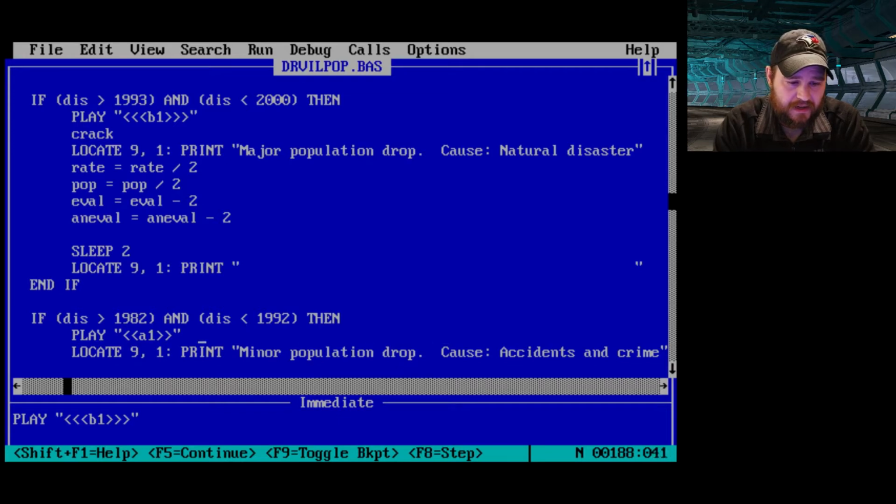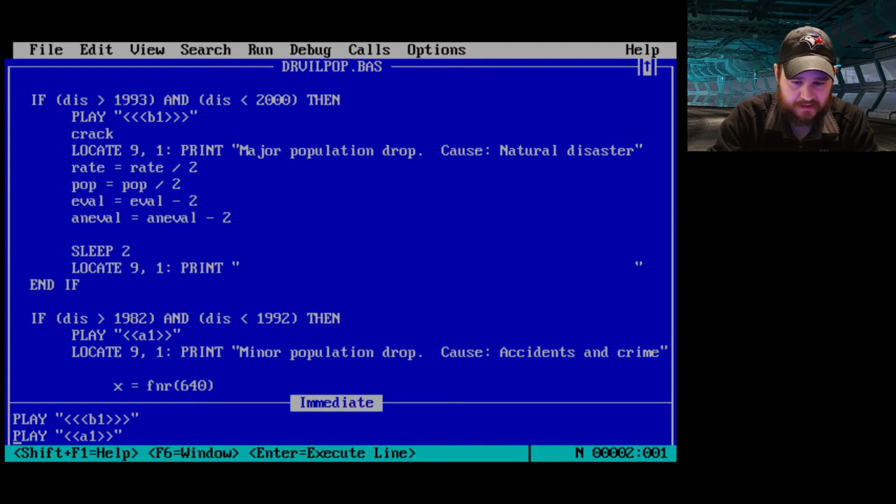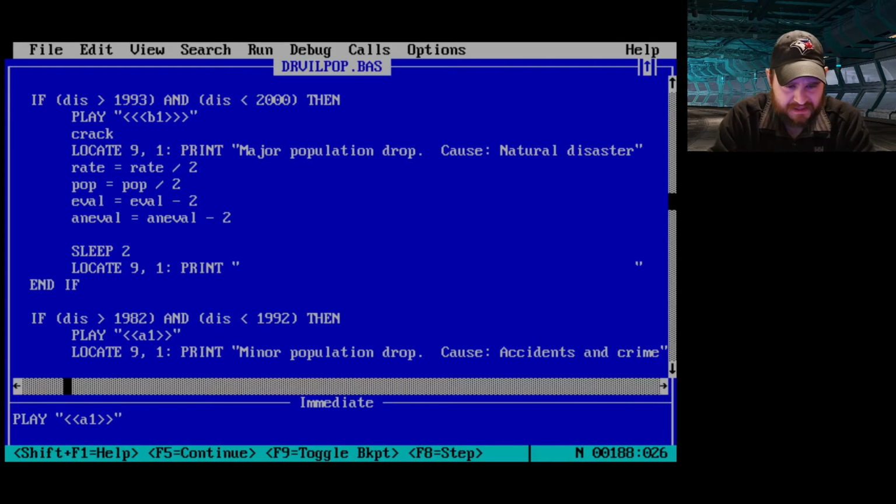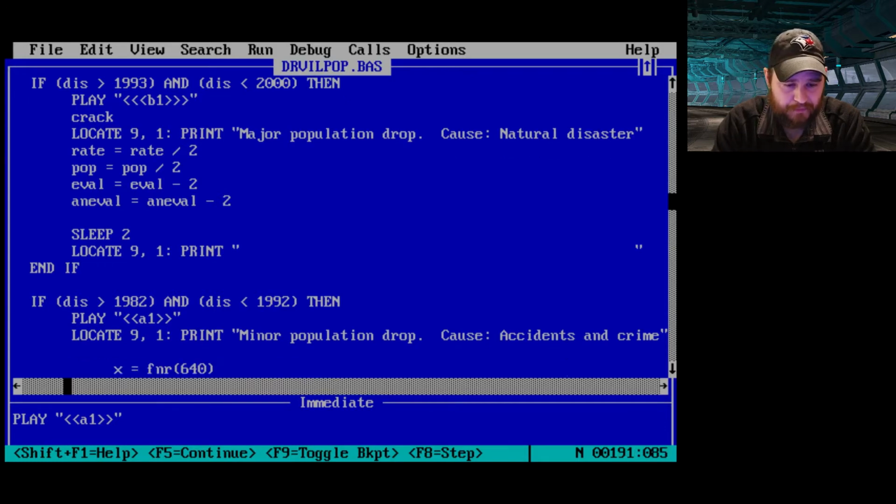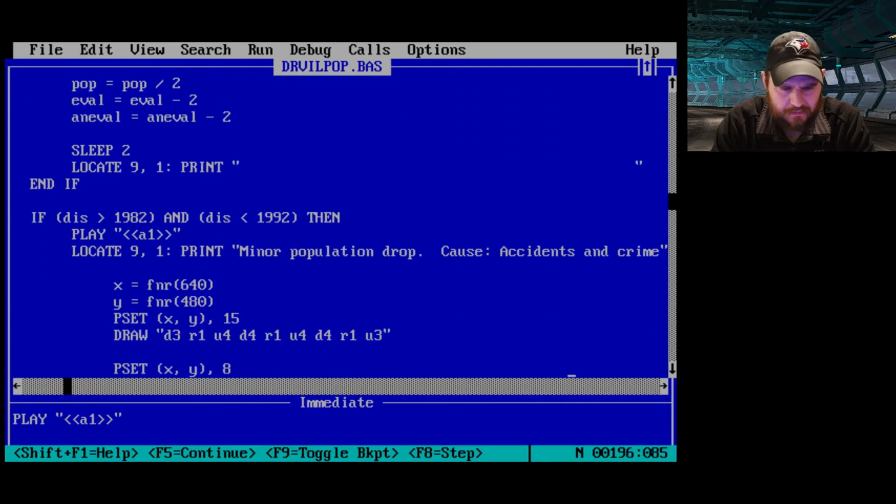These aren't years. Okay. If it's between 1982 and 1992, then we're going to play this beautiful tone, which I can do this. Okay, a bit of a nicer tone, but still ominous. This is the minor population drop, and the cause is accidents and crime.